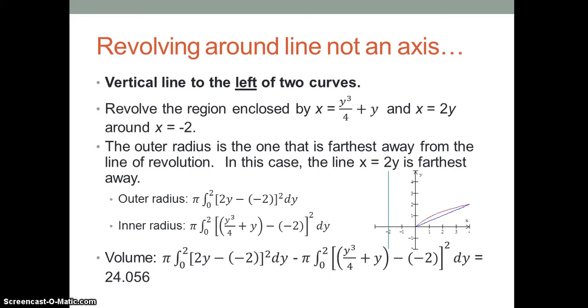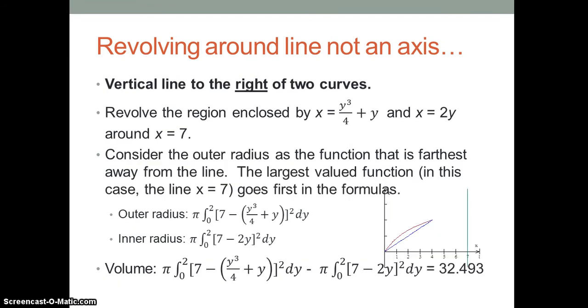Our outer radius is x equals 2y, so we do 2y minus our line, negative 2. And do our same formula with that. And our inner radius is y cubed over 4 plus y minus negative 2. And we apply our formula just like we did before. So the farthest away from our line in this case is the blue, x equals 2y. Our final volume is 24.056.